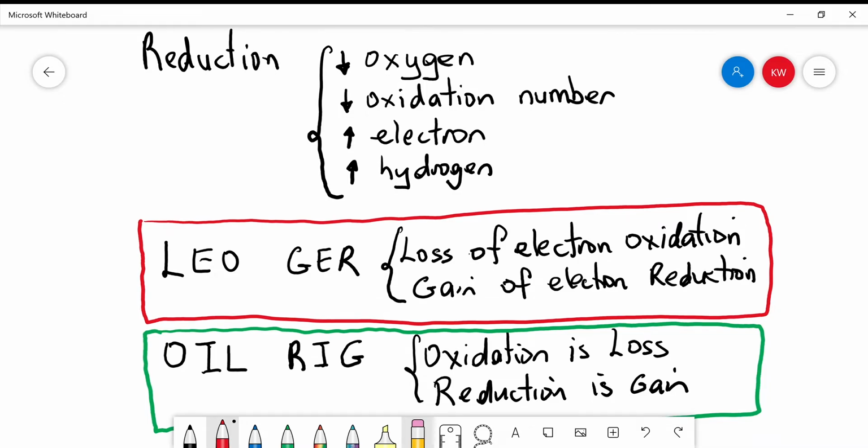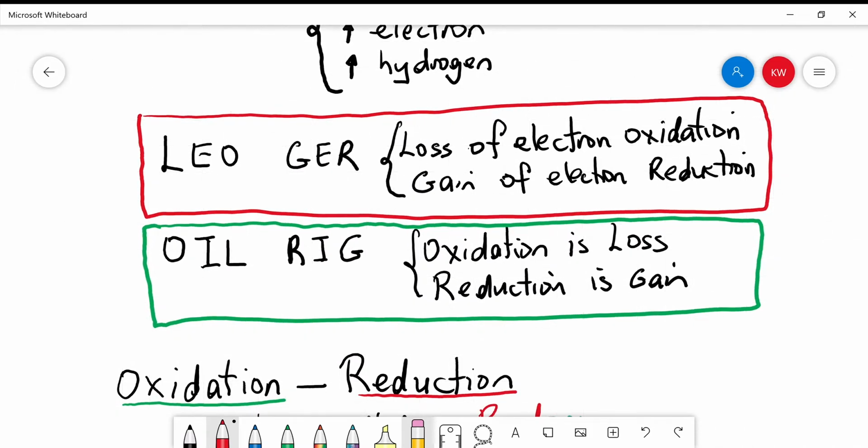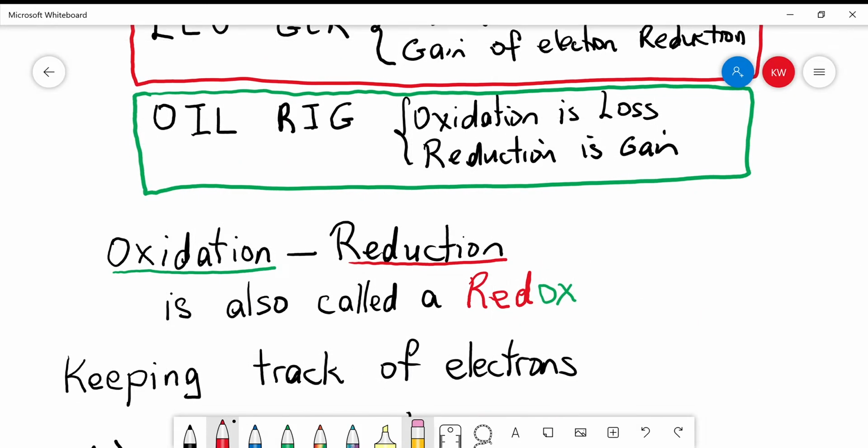We also looked at the acronym LEO GER, which signifies loss of electron for oxidation, gain of electron for reduction. And the other acronym, OIL RIG: oxidation is loss and reduction is gain. So these are normally the most common ways in which oxidation and reduction are defined, mainly in terms of electrons and oxidation number. So for the remaining few sessions, we're going to look at oxidation and reduction in terms of oxidation number and electrons. Today we'll be focusing mainly on that portion.